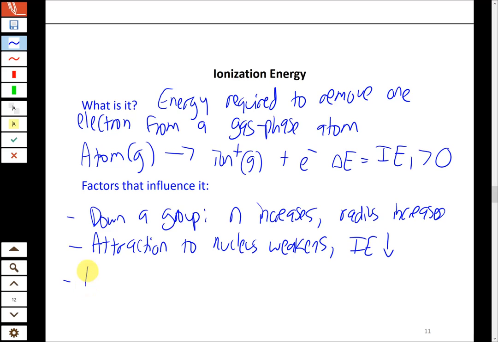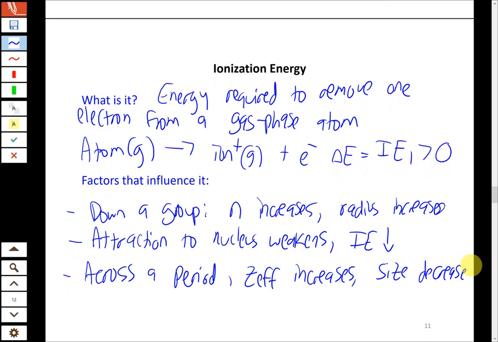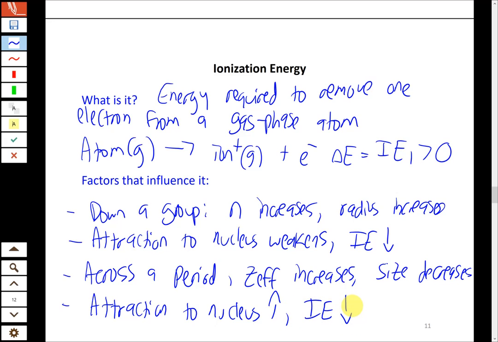And then similarly, as we move across a period, for the same arguments we use for radius, as we move left to right, we're increasing the effective nuclear charge, adding protons to the nucleus. And that causes the size to decrease. So as we move left to right, the atoms get smaller. The electrons are then held more tightly because they're closer to the nucleus, and that makes it harder to pull them off, meaning the ionization energy increases. So those are the trends for ionization energy.